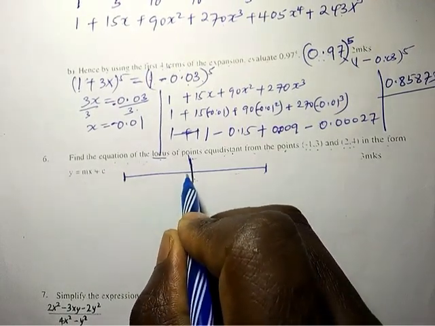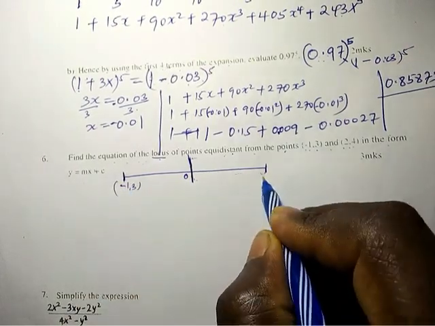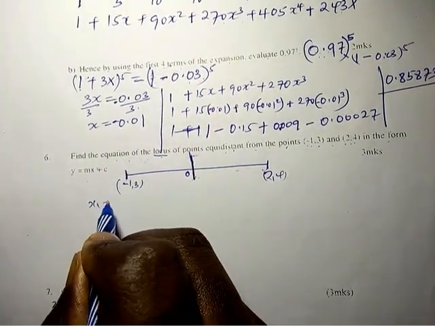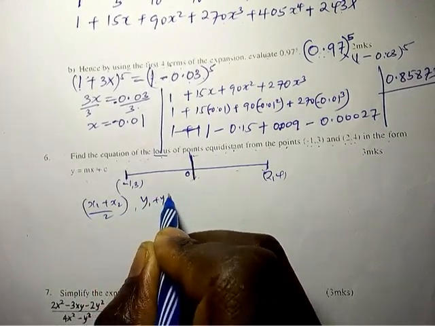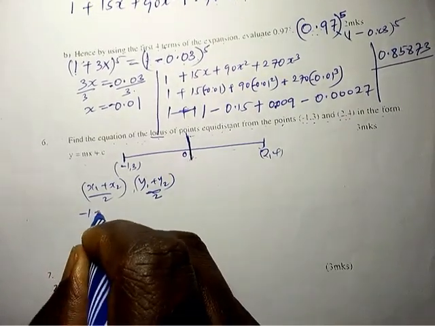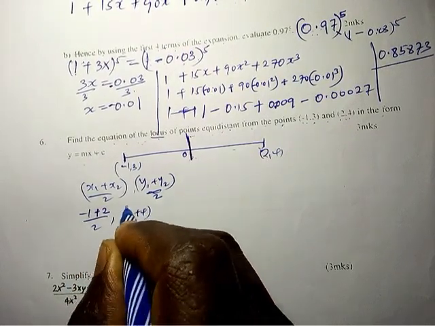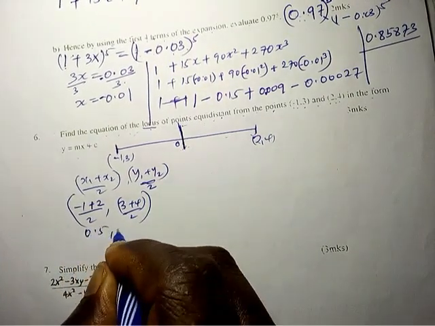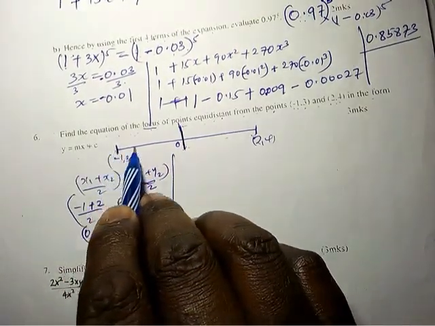So for us to get the coordinate here, we have this point here, -1, 3. We have this point here, 2, 4. So first we have to get the midpoint here. How do you get that? x1 plus x2 divided by 2, y1 plus y2 divided by 2 will give us the coordinate, which is -1 plus 2 over 2, comma, and then 3 plus 4 over 2. This one gives us the coordinate, which is 0.5, 3.5.